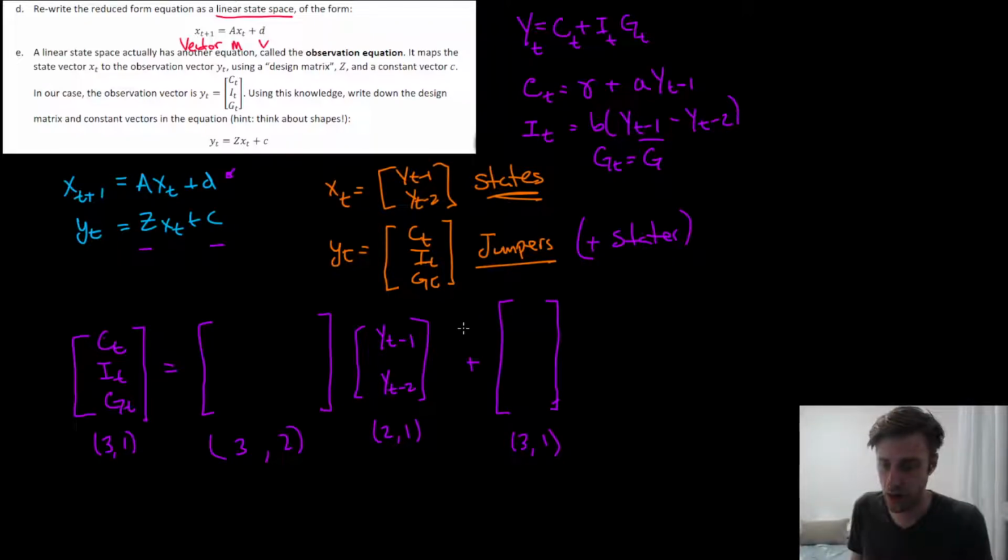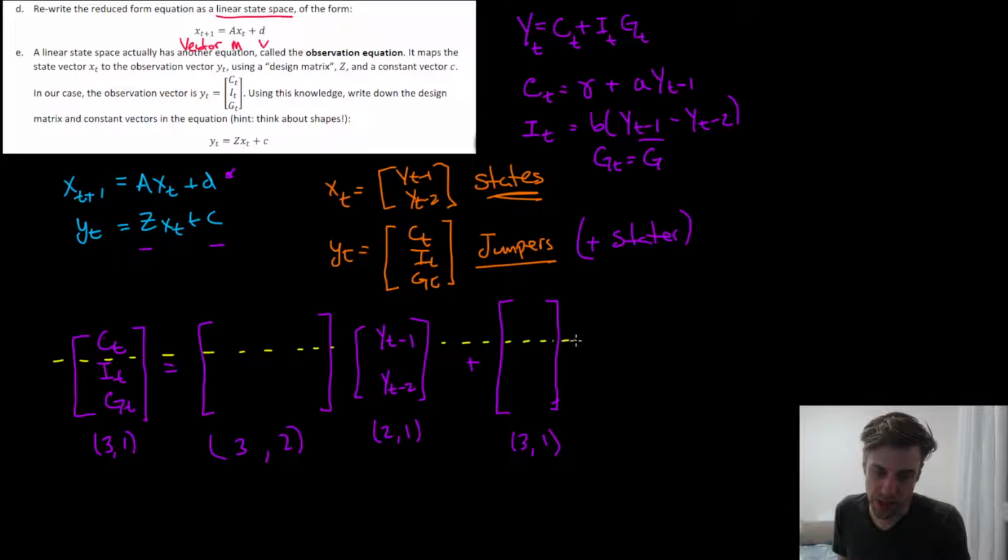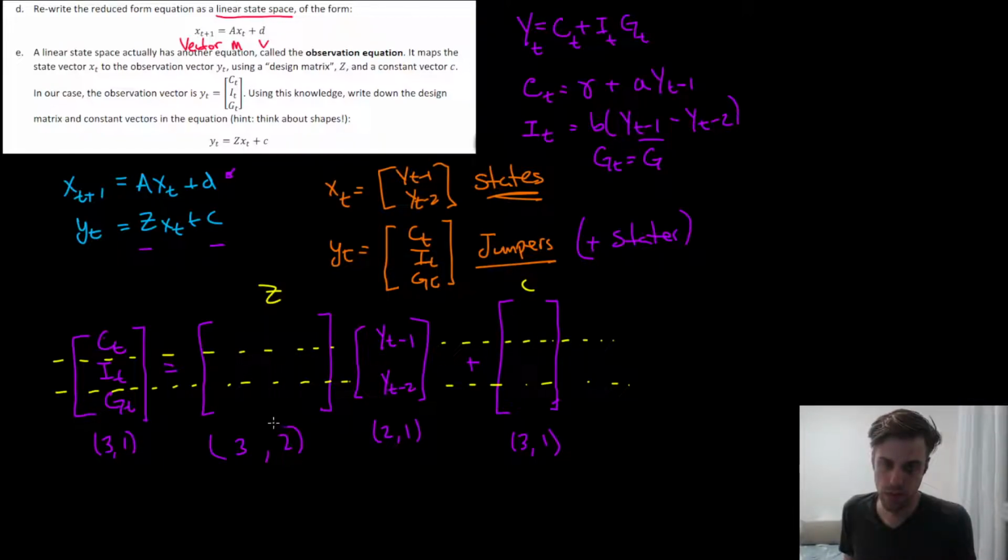So let's start with recalling that once again we are dealing with a system where each row is an equation. The CT equation will go in the first rows of Z and C, the IT will go in the middle, and then GT will go in the bottom. So right away, GT should be very clear.